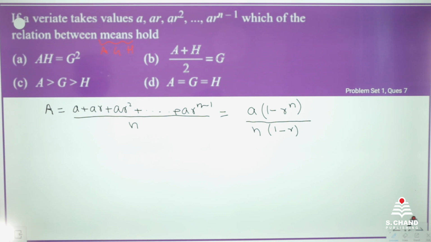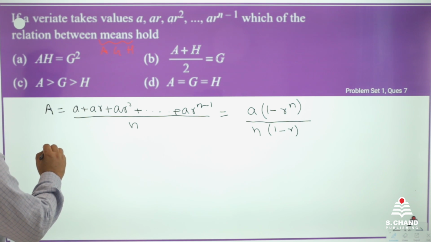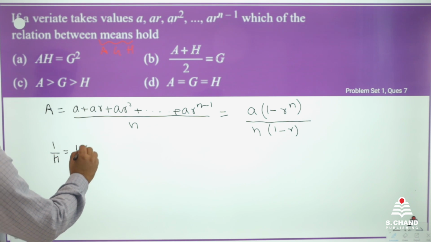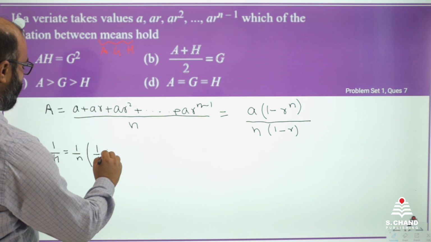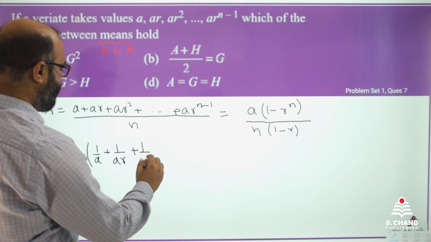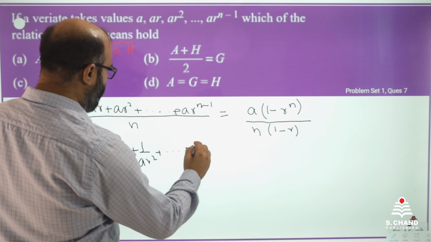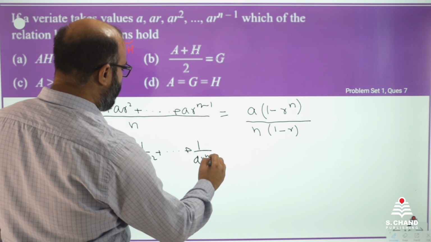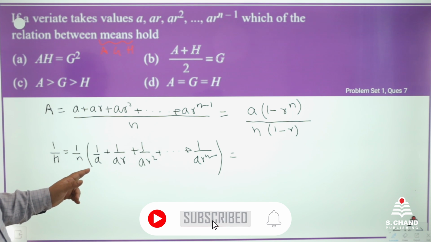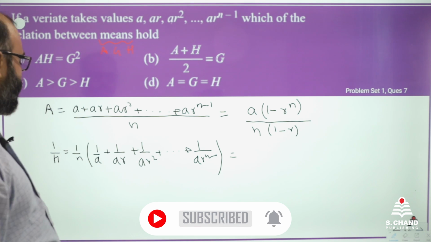Next we have the harmonic mean. So if we talk about harmonic mean, it is 1 by H is equal to 1 by N, 1 by A plus 1 by AR plus 1 by AR square, so on till 1 by AR to the power n minus 1. So this sum is also a GP with the first term 1 by A and common ratio 1 by R.